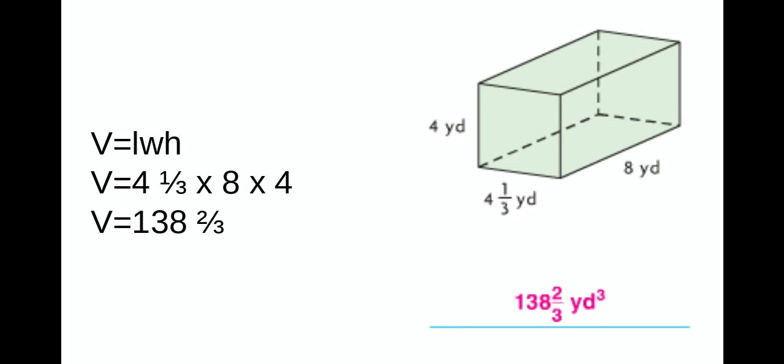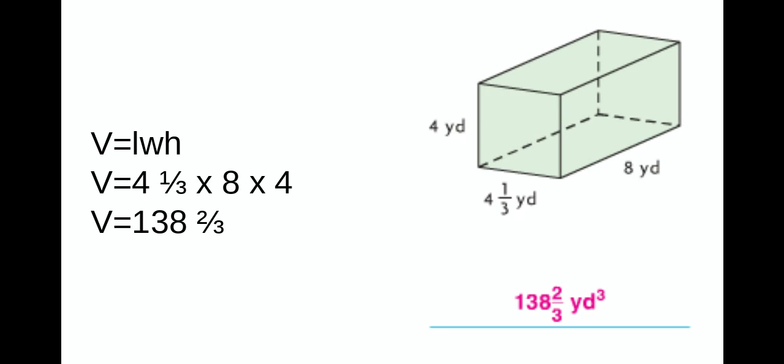Next up, we are dealing with yards, which is another customary measurement. So you have 4 1/3 times 8 times 4. This one's a little bit more complicated. If you don't have a calculator that can do mixed numbers and fractions, you might have to settle for changing that 4 1/3 into an improper fraction. I think that would be the best way to do it.